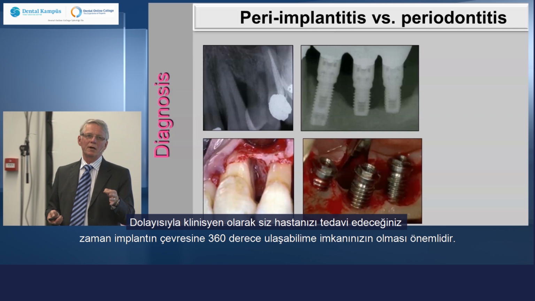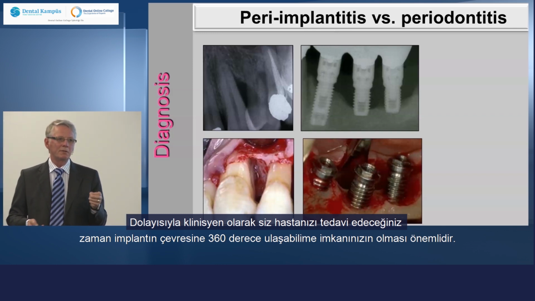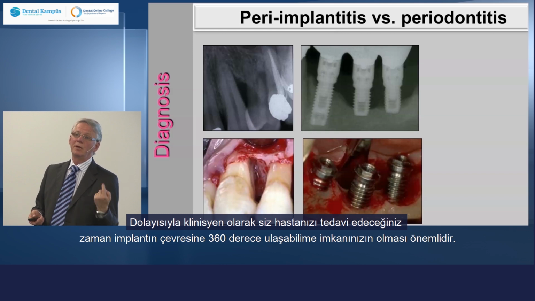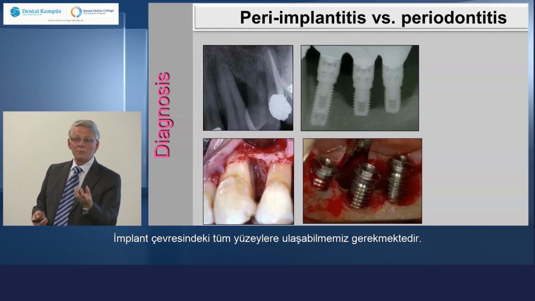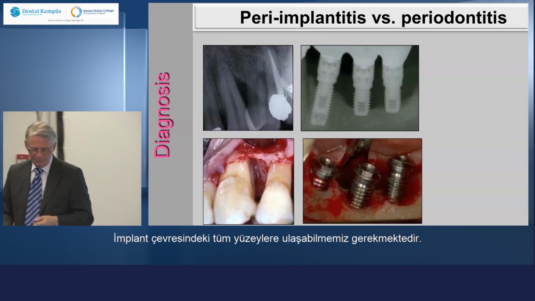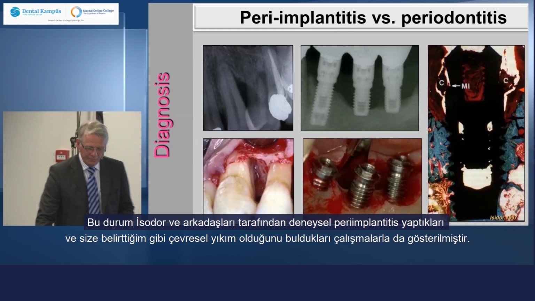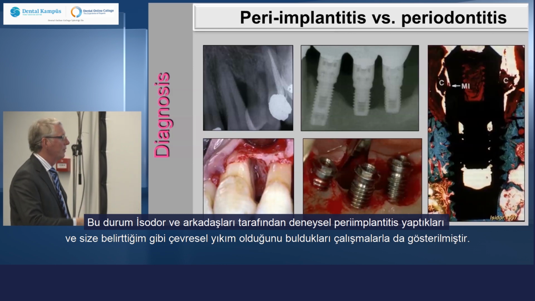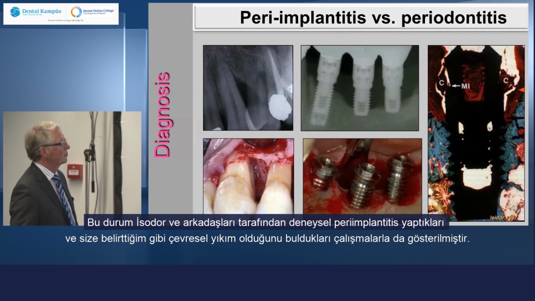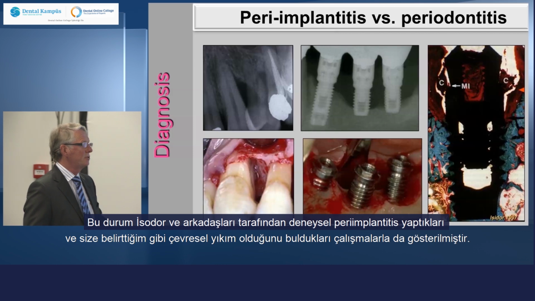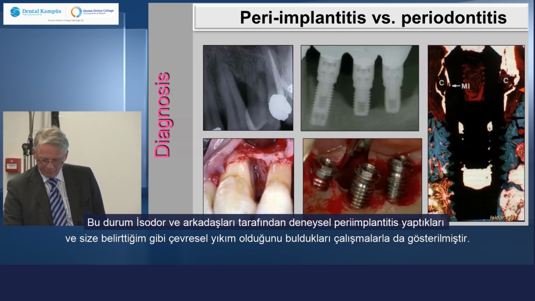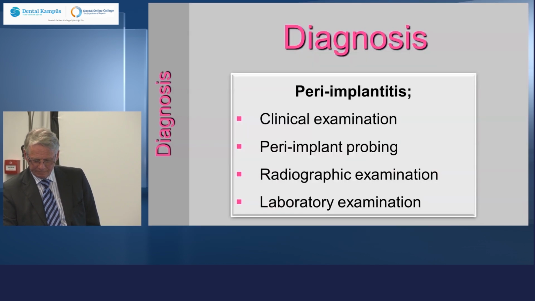So for you now as clinicians, when you are going to treat the patients, it is important that you will be able to reach the full 360 degrees around the implant. We need to be able to reach all the surfaces around the implant. And this is also shown in this study by Isidore et al., where they made an experimental periimplantitis situation, and they find exactly what I told you, that you will have a circumferential disease.